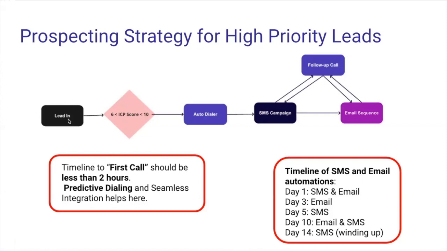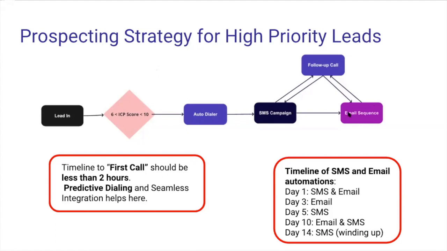So in that case, we want to keep it very aggressive. We need to make sure that we're connecting with them in person at the first point of time. That is exactly why, as soon as we figure out that the ICP score is between 6 to 10, we introduce a dialer situation where we call them in person first. As soon as we connect with them on a call, we put them in an SMS and an email sequence campaign, right?